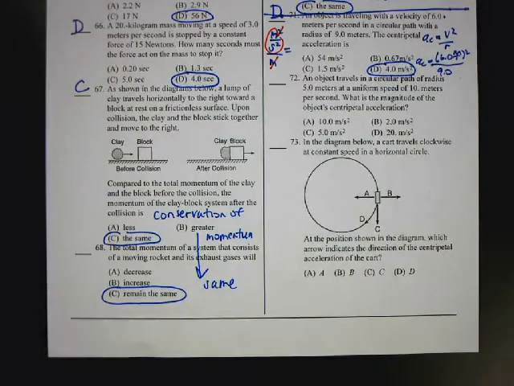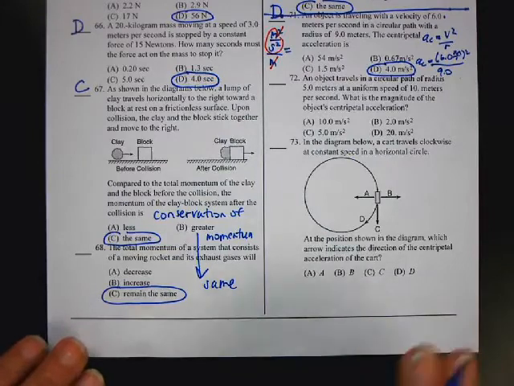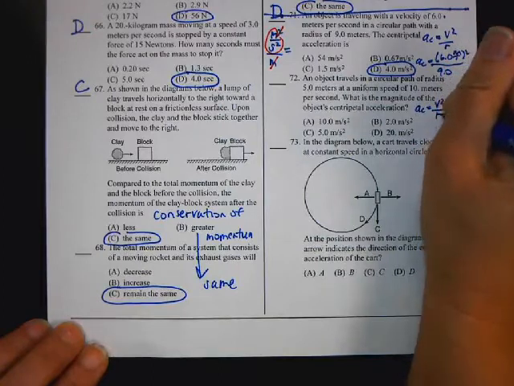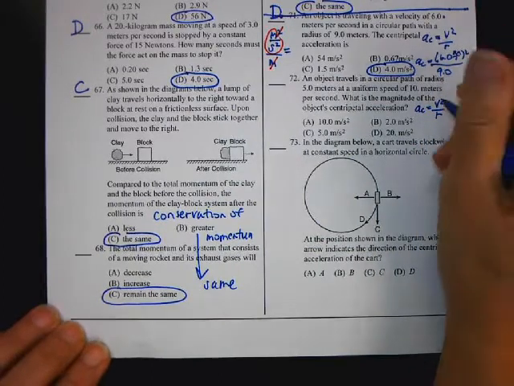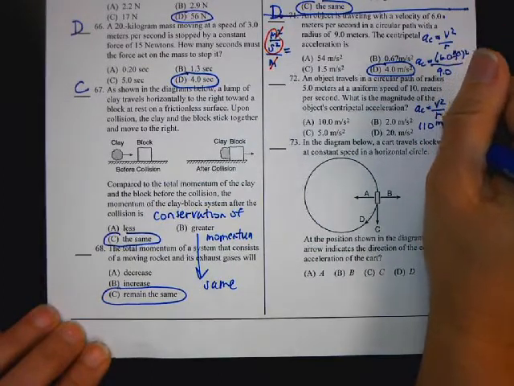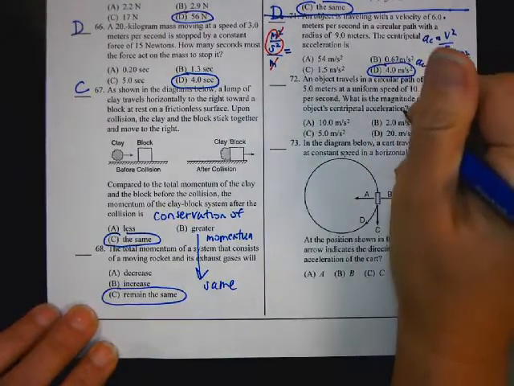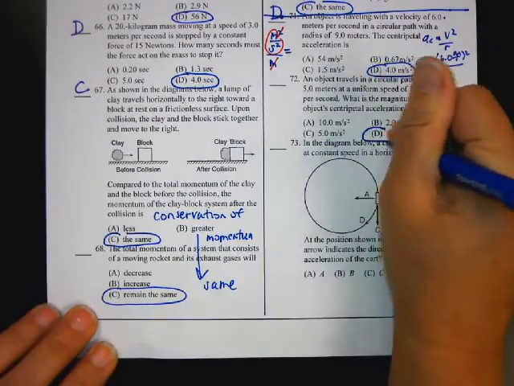72, an object traveling in a circular path of radius 5 meters at a uniform speed of 10 meters per second, what is the magnitude of the centripetal acceleration? This is the exact same equation. So centripetal acceleration is v squared over r. So it's going to be 10 meters per second squared over 5. So 100 divided by 5 is 20, which is choice D.